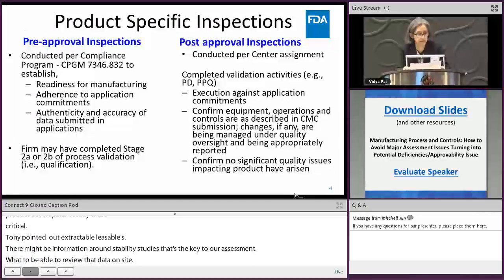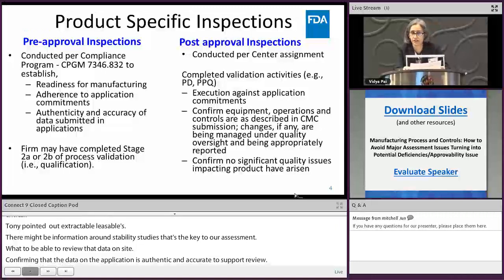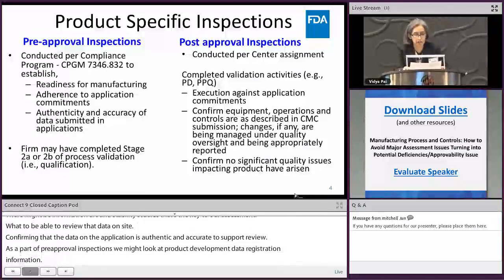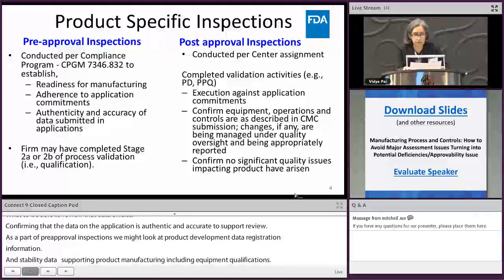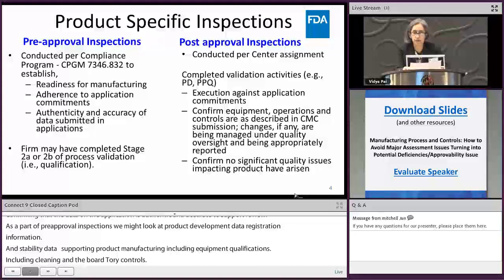So as part of pre-approval inspections, we may look at product development data, registration batch data, manufacturing information, as I mentioned, stability data, and then the ancillary factors that really don't get submitted to us in an application, but really should support product manufacturing. These could include equipment qualifications, cleaning, laboratory controls, your training programs. All of those do get reviewed at some level as part of pre-approval objectives.